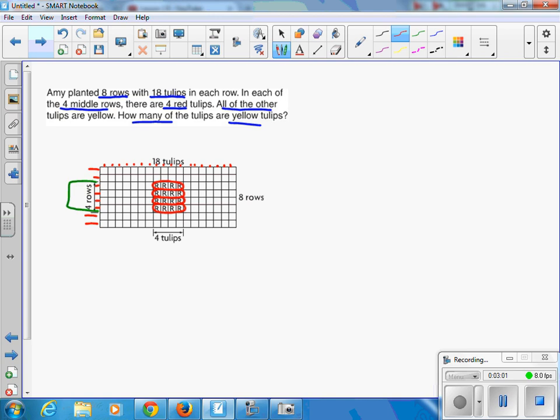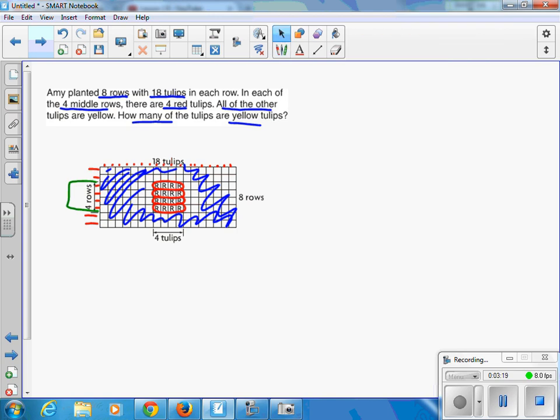What is the information they're giving us? That all of the other tulips are yellow. So which ones are the yellow ones? Well, if these ones are the reds, every other tulip out here will be yellow. So how can we get the number? We have to do some multiplication.